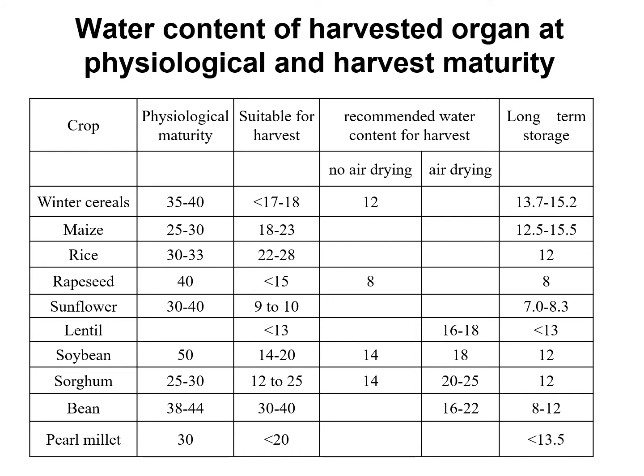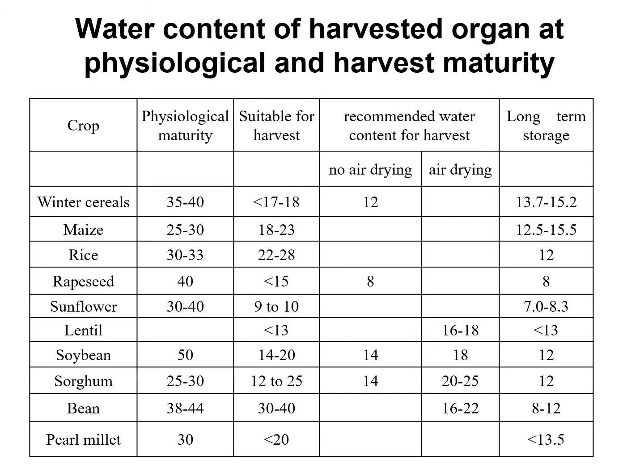In this table, we have summarized the water content or the moisture content of seeds for different points of interest. First, in the first column, we see for each crop the water content at physiological maturity. For instance, for the case of rapeseed, it is 40%. At that point, the biomass of the seeds has reached the maximum value. Okay, but it is too wet to be harvested.